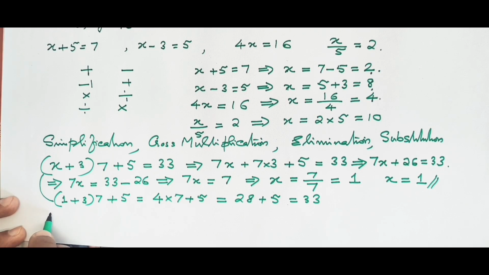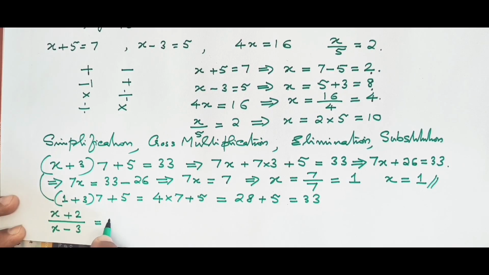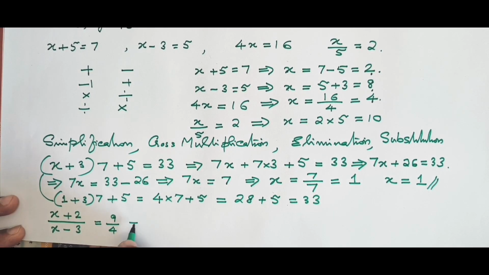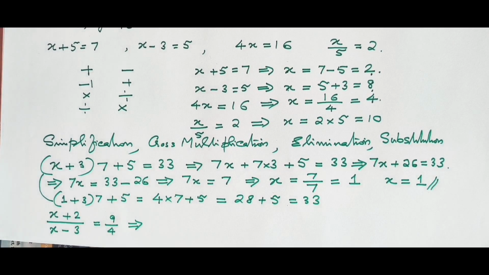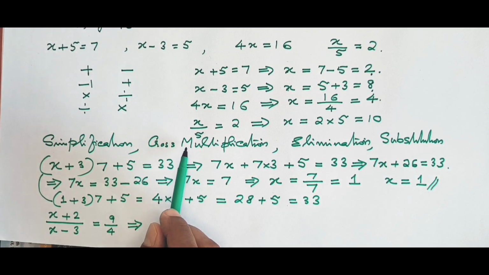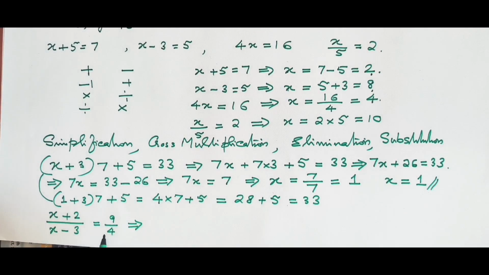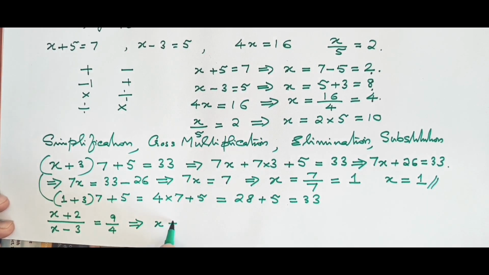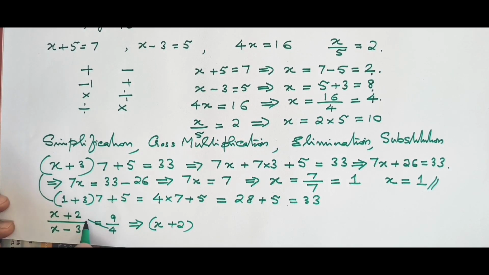Now let's look at another equation. x plus 2 divided by x minus 3 equals 9 over 4. See, how do you handle this? I mentioned cross multiplication as one of the different ways to solve an equation. And when you have fractions of this kind, you will cross multiply. Cross multiplication means x plus 2 multiplied by 4. You write that first like this. Then x minus 3, 9.